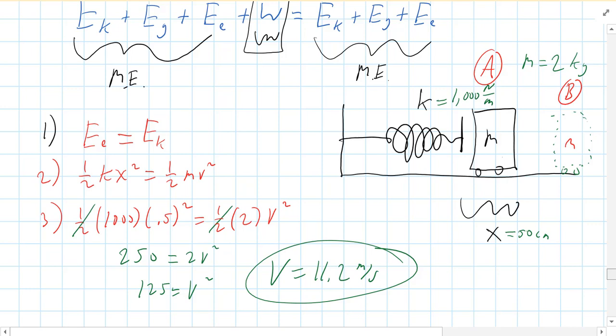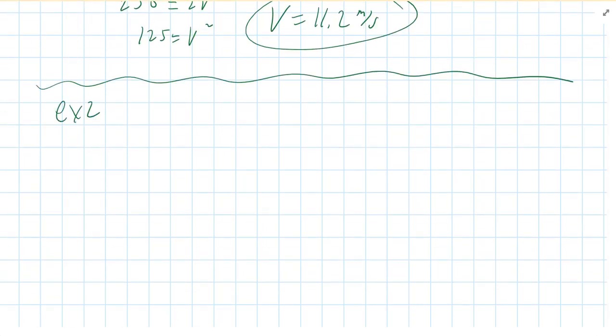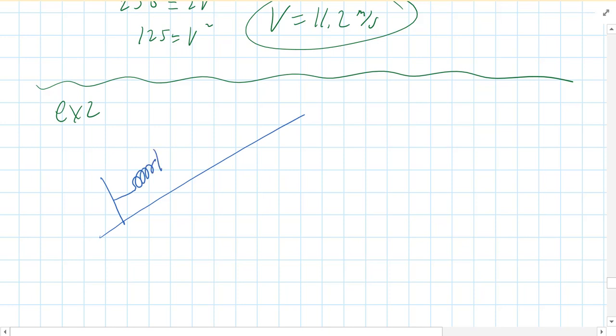The next example, we'll call this example 2, is let's say you put the same spring on a hill, and you put your same book against the spring. You compress it the same distance x, so the book's got a mass of 2 kilograms, x is 50 centimeters, and the spring constant's 1,000 newtons per meter, just like before, and you release the spring. And now I'm going to ask a different question. How high does the book get before it stops? What's the height it achieves?